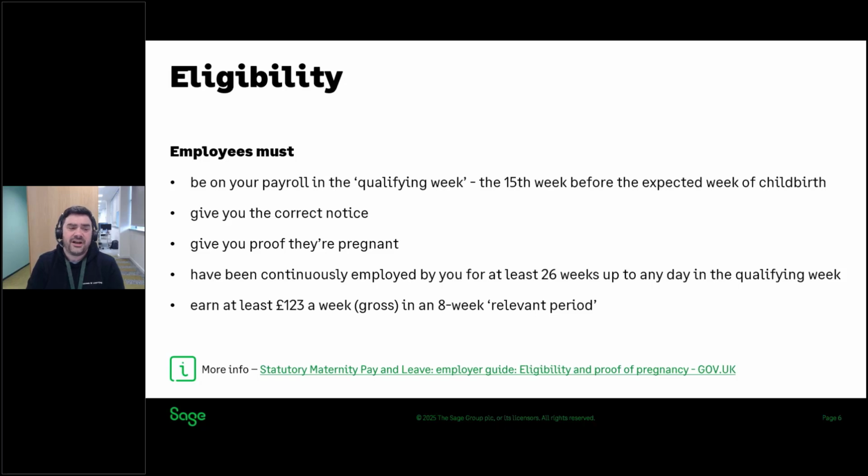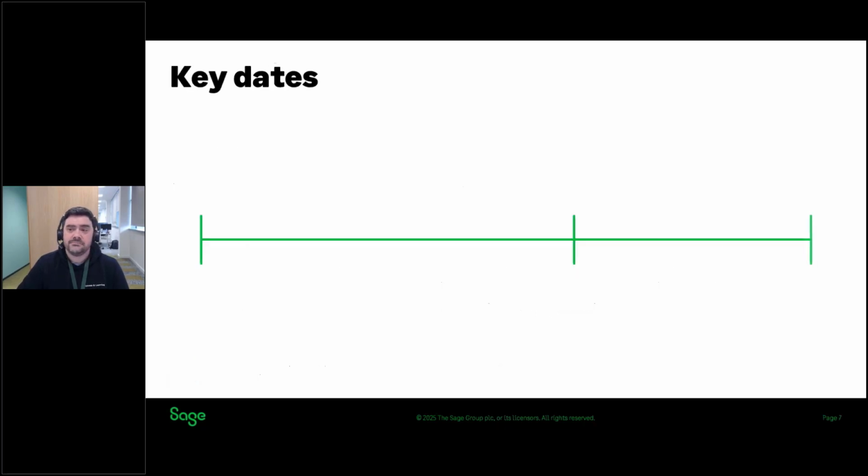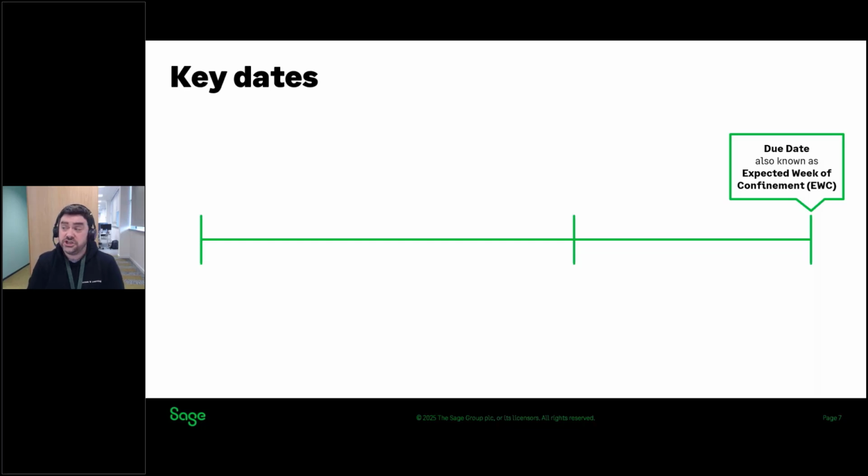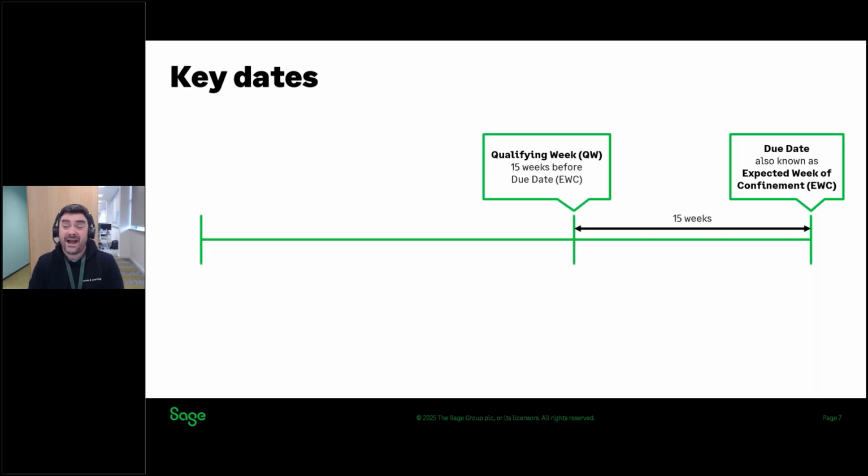Now, just to visualize some of those dates on a timeline, let's just run through the key dates now. So we're going to count back from the due date, also known as the expected week of confinement, or EWC. And if we count back 15 weeks, that brings us to the qualifying week, which is a really key date when it comes to SMP entitlement and calculations.